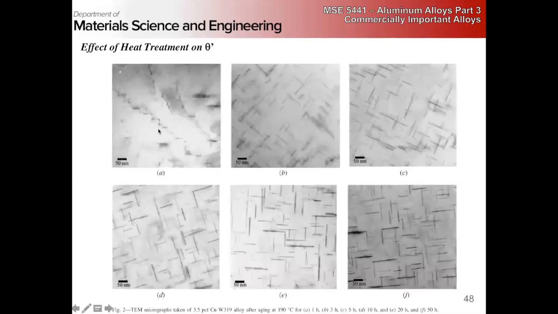Right? So here's our theta prime structure. Right? Here we can see nucleation heterogeneously on a dislocation, and then at different aging times. Remember, the theta prime forms as plates in these.